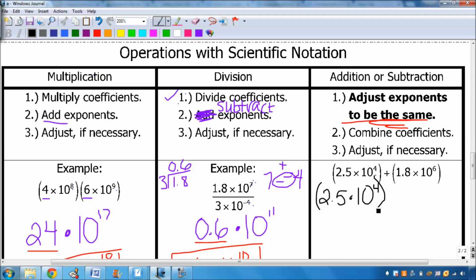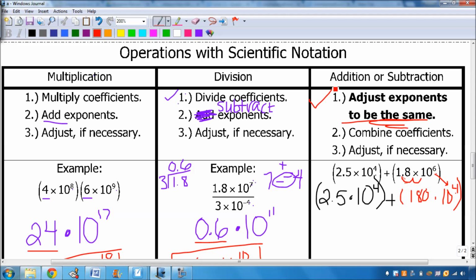Nothing is changing, okay? However, this right here needs to become times 10 to the 4th power. But if I make this smaller, that means I've got to make this bigger. And if I made the exponent smaller by 2, that means that I have to multiply by 2 tens here, or move the decimal place over twice. So I end up getting 180 times 10 to the 4th power.